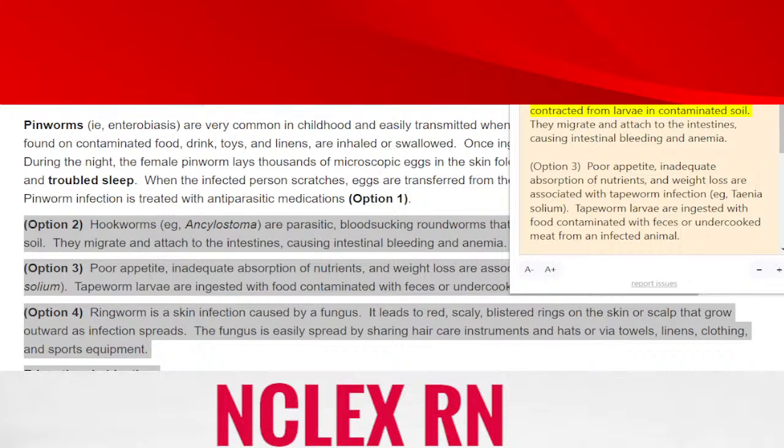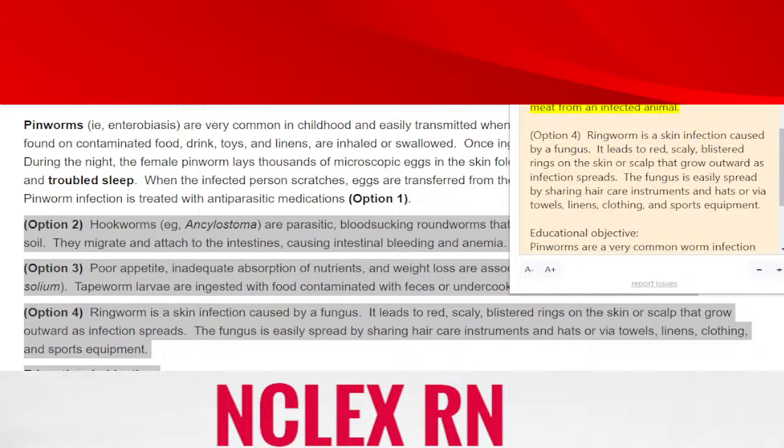Option 2. Hookworms, e.g., Ancylostoma, are parasitic blood-sucking roundworms that are contracted from larvae in contaminated soil. They migrate and attach to the intestines, causing intestinal bleeding and anemia. Option 3. Poor appetite, inadequate absorption of nutrients, and weight loss are associated with tapeworm infection, e.g., Taenia solium. Tapeworm larvae are ingested with food contaminated with feces or undercooked meat from an infected animal.